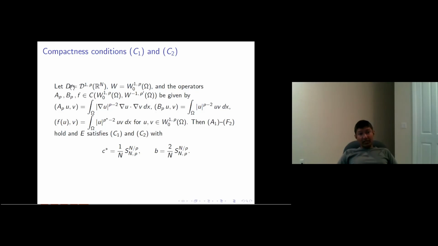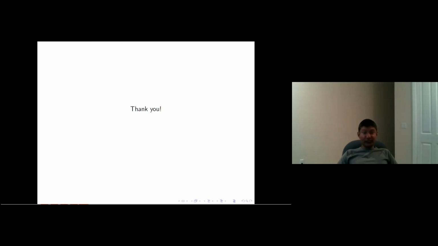So you're using the spaces D1 PRN and W1 P0, and the operators AP, BP, and F are given by these formulas, and then it's easy to check that all the assumptions A1 through A2 are satisfied, and we just saw that C1 and C2 hold with these levels. This is the threshold compactness, and this B is twice the threshold. So this is basically the idea behind the proof. So thank you for your attention.